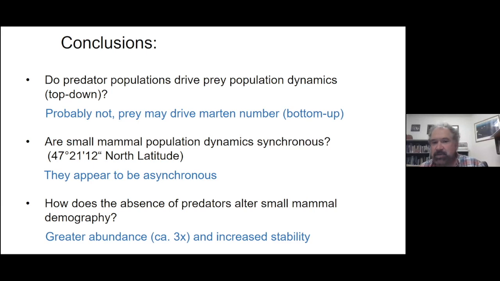And how does the absence of predators alter small mammal demography? At least based on the one species that has consistently been at the island, there is no question they have greater abundance and increased stability. The greater abundance is almost threefold. But again, we have to put the caveat of competition in there.